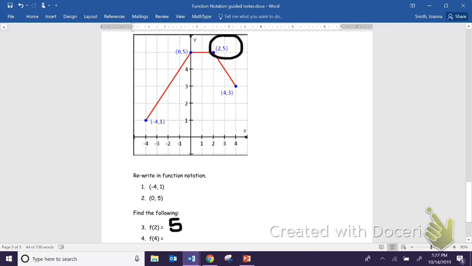Now let's look at number 4. f of 4 is equal to what y value? Well, I'm going to go to my x value 4, go up. There it is. What's my y value there? Oh, it's 3. So f of 4 is equal to 3. Finish those now.